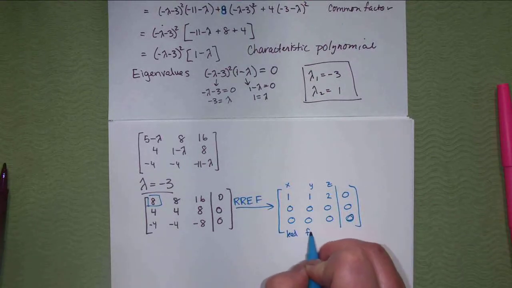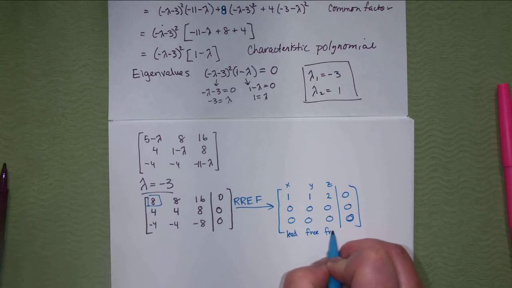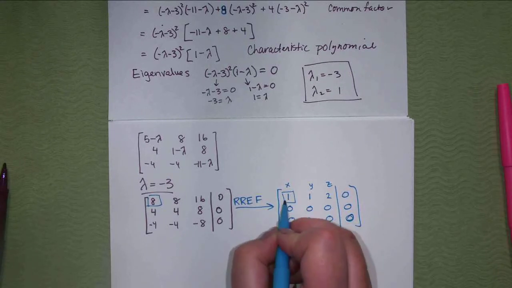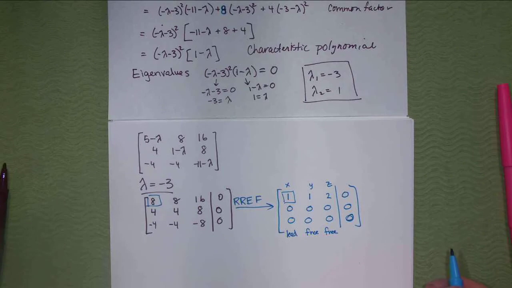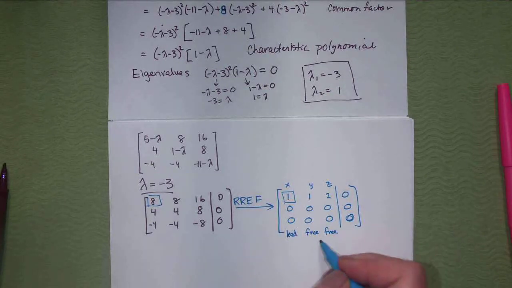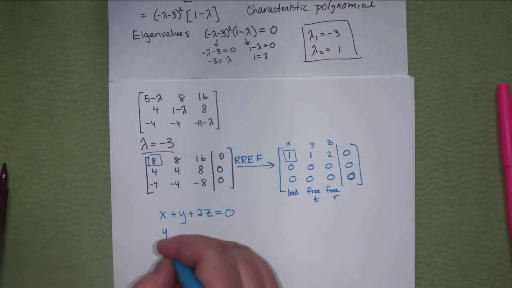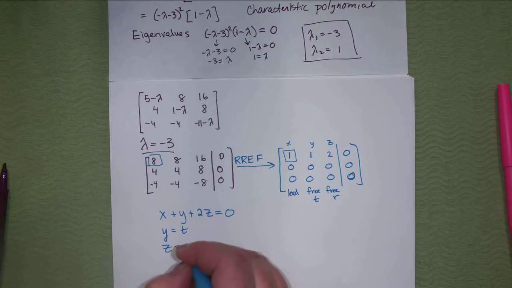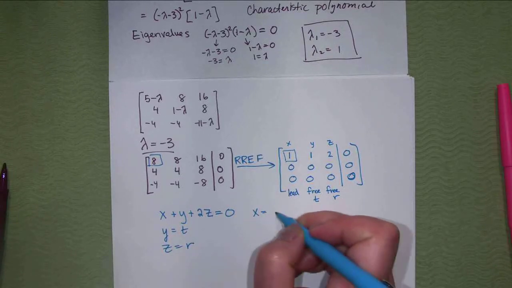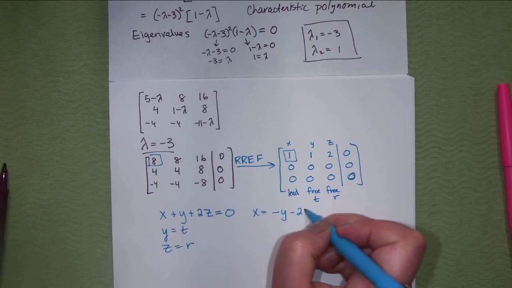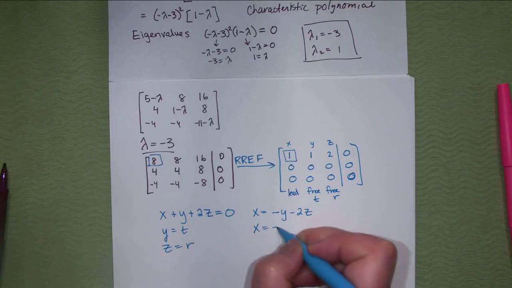Both Y and Z are free because there's only one lead 1. So everything after that, because they don't have a lead 1. This is not a lead 1 because it's not in a separate row. So we need a T and an R. So write that out. X plus Y plus 2Z equals 0. So we're going to say Y is T and Z is R. So X is minus Y minus 2Z. So X is minus T minus 2R.